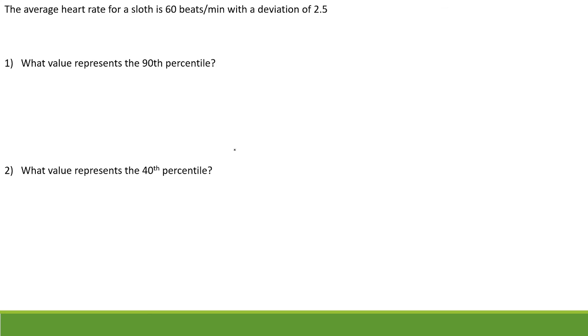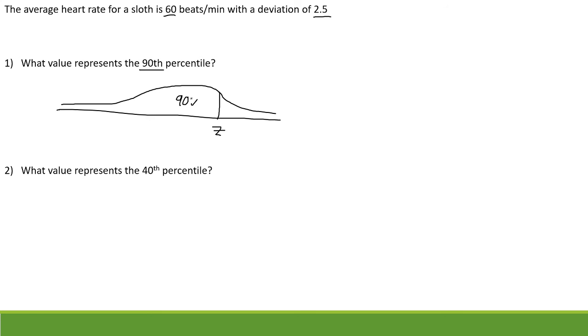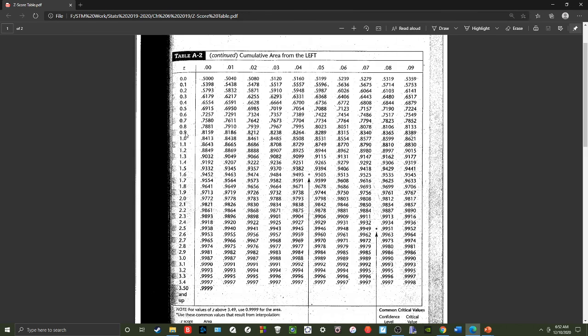So let's say the average heart rate for a sloth is 60 beats per minute. It has a deviation of 2.5. I want to figure out what value represents the 90th percentile. So once again, I need to think in my head here. Okay, 90th percentile. That means here's your z-score. 90th percentile means that 90% of the data is behind you. So you convert that to 0.9, and then you do the exact same thing we just did. You go to your table, where's 0.9?